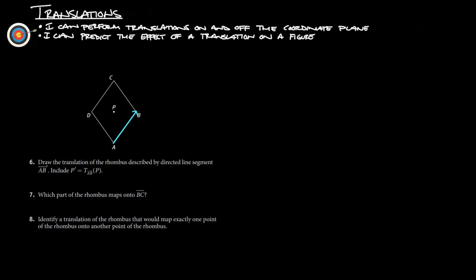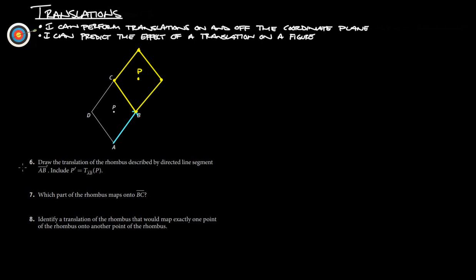Okay, so if we do that, that means that this D now gets moved up here to C. This C gets moved up here. This A gets moved up here to B, and then the B gets moved up to here-ish. You can kind of eyeball it here, and then P is also going to get moved to right there. We're going to end up with this new rhombus. It looks kind of like that. It's a little goofy, but you get the idea.